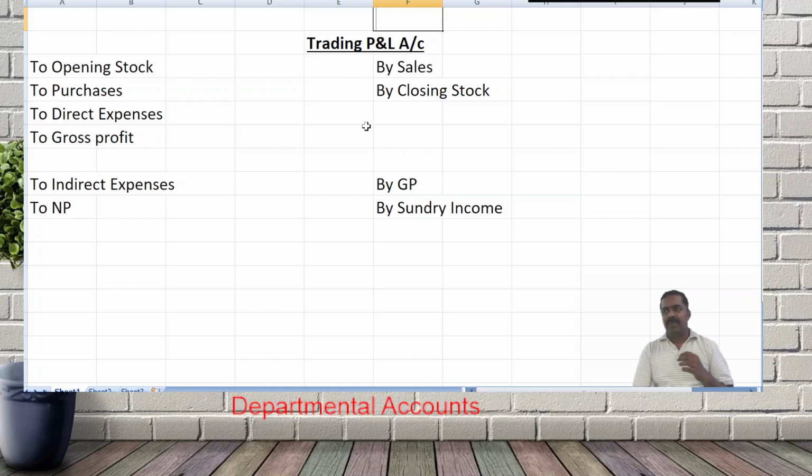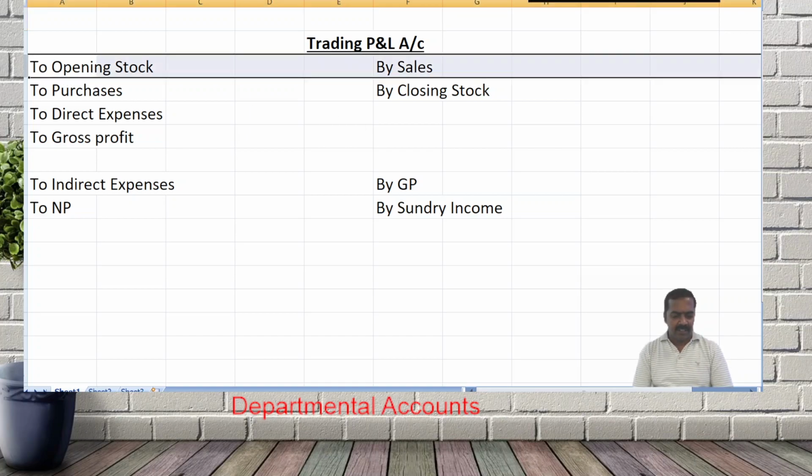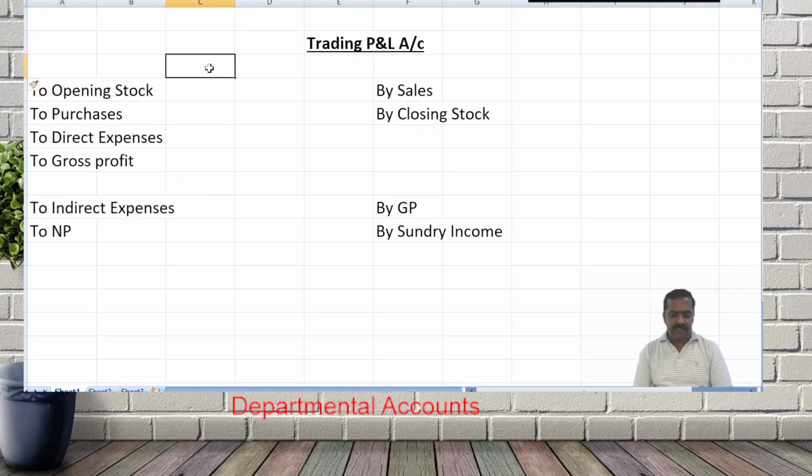Simple. If I am dealing with two or more products, if I am dealing with two or more product lines, or if I am dealing with two or more services, then I will go for departmental accounts. Let us assume you are running a departmental store which is having three major divisions. One is provisions. Provision items means like regular rice, wheat, masala powders, all those things. Second area is medicines. Third area is cosmetics.